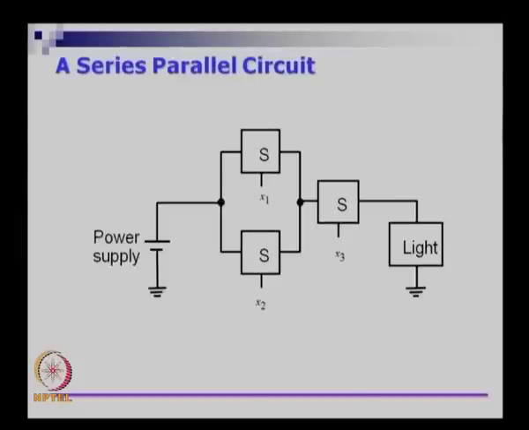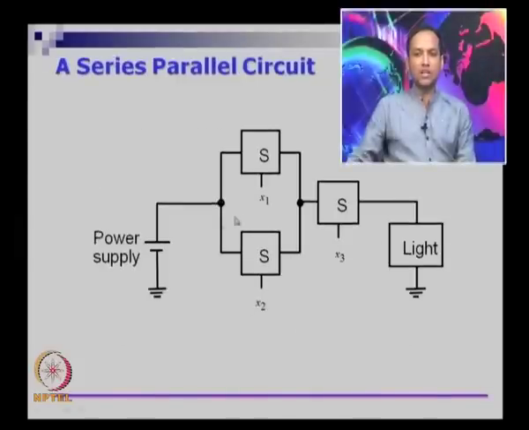Now let us take a look at this circuit. Just take a while and think about what are the conditions under which this light will turn on. So there are three switches, X1, X2 and X3, and this is the kind of setup.